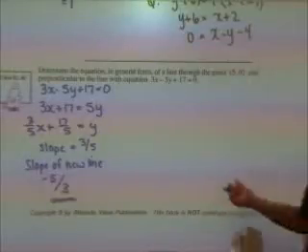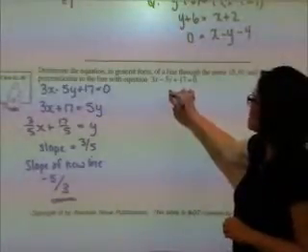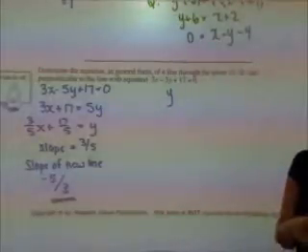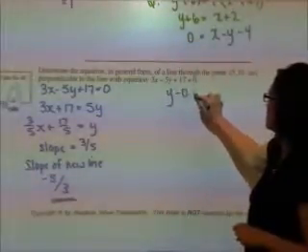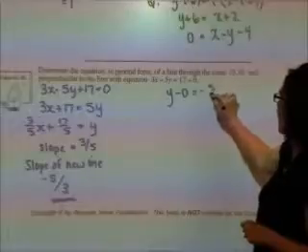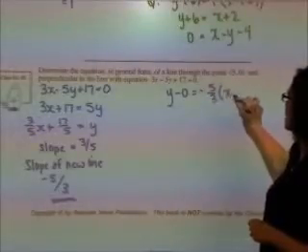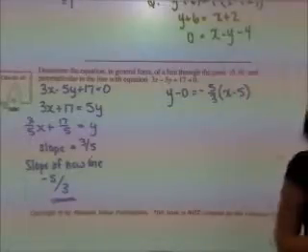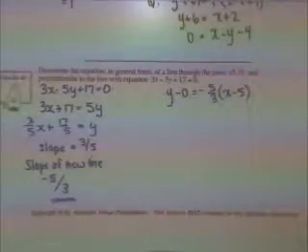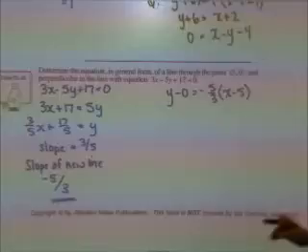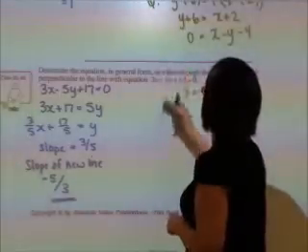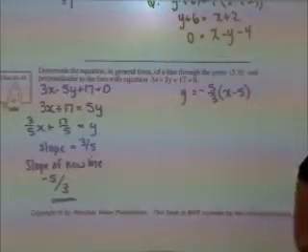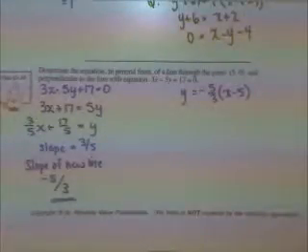So slope point form is y minus y1. What's y1? 0. Equals -5/3 times x minus, what's x1? 5. Okay? What's y minus 0? Just y. Okay. I have this fraction.